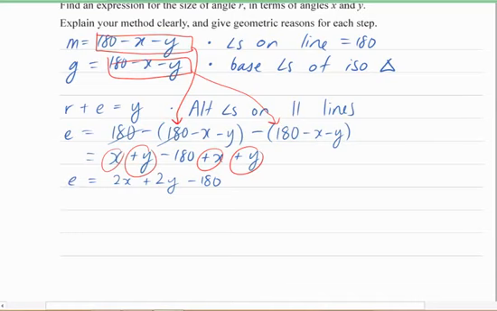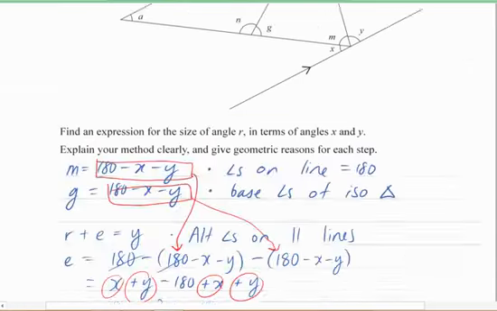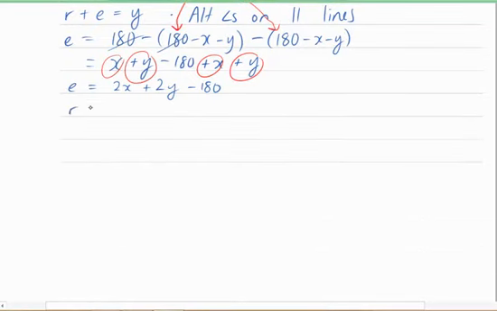Alright, so we've got to keep in mind here that the question is asking us for angle R. So if we look back up at the diagram, we've just worked out angle E, and before we said that this angle all up is y. So how are we going to work out just R? Yep. What you do is subtract it from y. So we're going to go y minus E. E we've got this big algebraic thing for, so R is equal to y minus, and then we'll put the rest in brackets: 2x plus 2y minus 180.